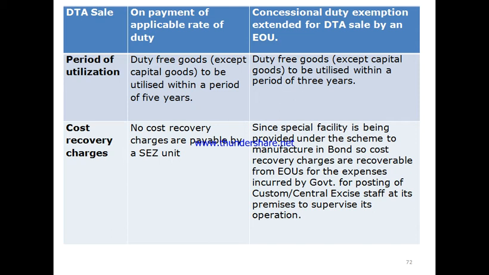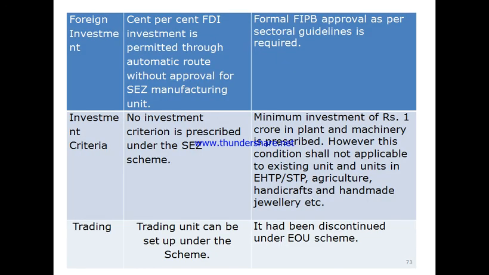Being a clearly differentiated area, there is substantial control over the physical movements of goods to or from the SEZ, but this cannot be applicable in case of export oriented unit. And in case of foreign investment, 100% FDI is permitted through the automatic route in case of SEZ. But in case of EOU, we need to take approval, and we need to follow sectoral guidelines.